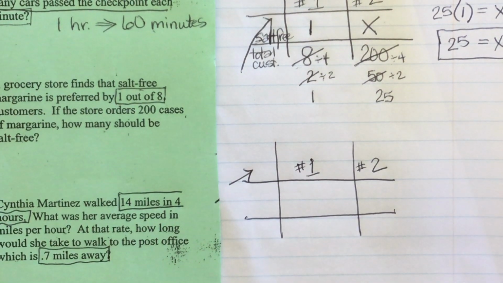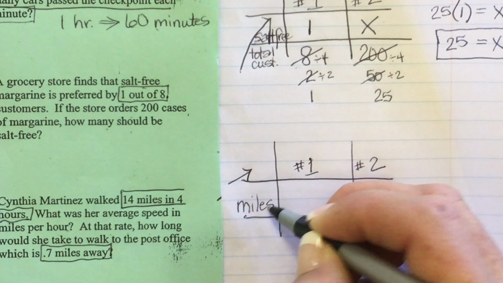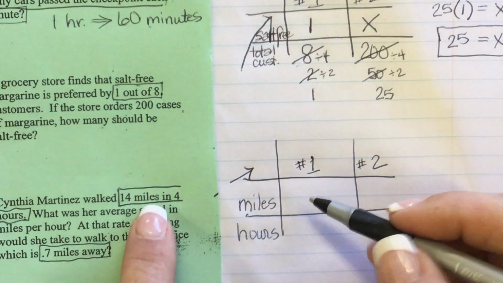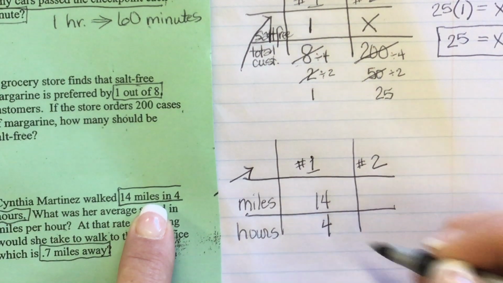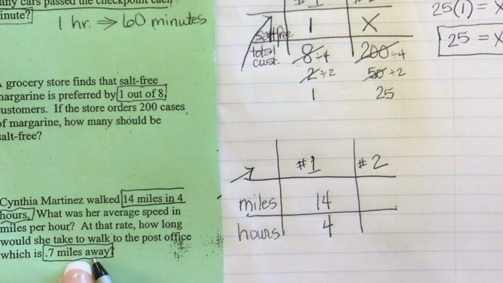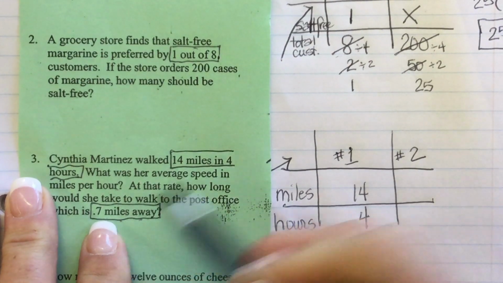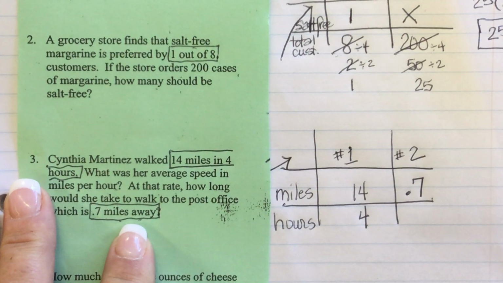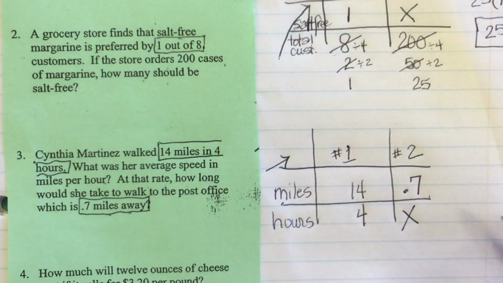All right. What are our labels? Well, we talk about miles and then hours. Now, your first ratio was 14 miles, I'm starting to lose my voice, in 4 hours. Now they want to know how many hours when it's 7/10 miles away. That's right, you're going to put the 7/10 right there. And some of you are already thinking, oh no, I have to do decimals. And we're looking for the time, okay?